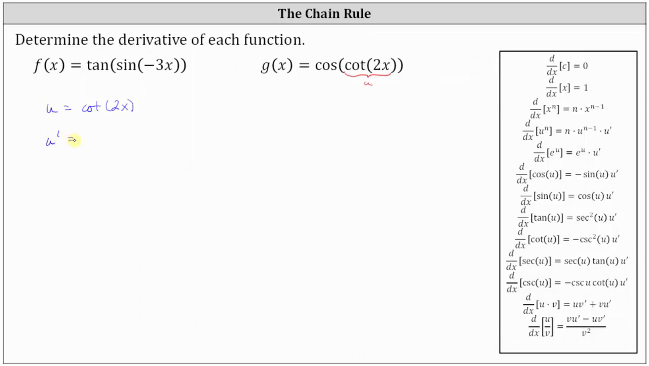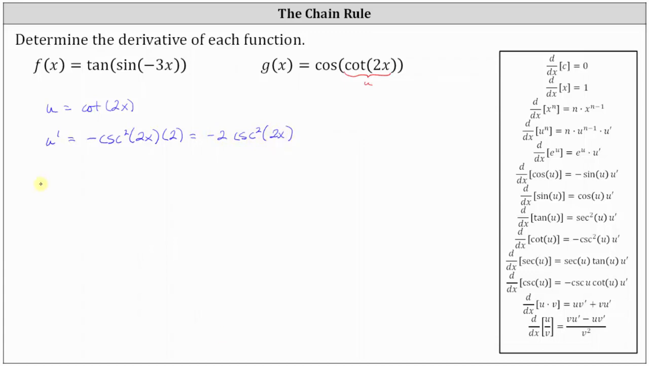Looking at our formulas, the derivative of cotangent u with respect to x is equal to negative cosecant squared u times u prime, where in our case the inner function is 2x. The derivative of cotangent 2x with respect to x is equal to negative cosecant squared 2x times the derivative of 2x, which is 2. Simplifying, we have negative 2 cosecant squared 2x.